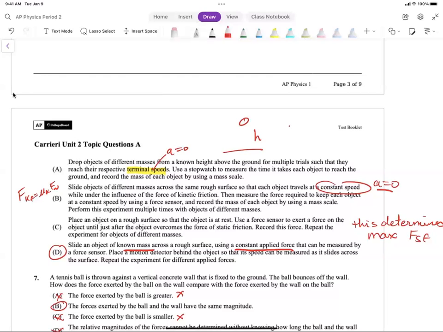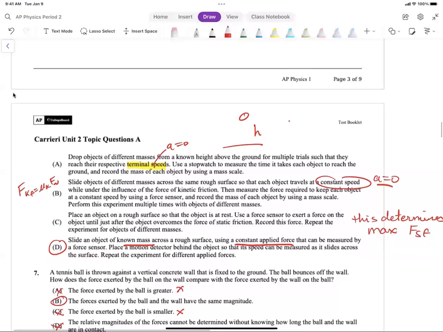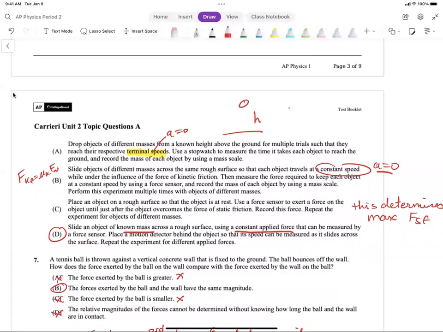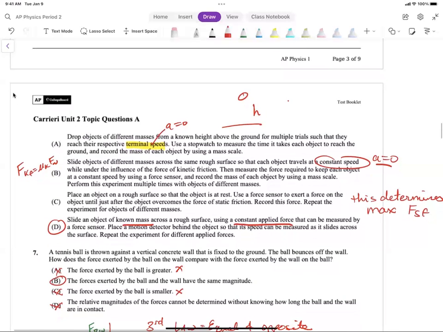While under the influence of a force of kinetic friction, then measure the force required to keep each object at a constant speed by using a force sensor, and record the mass of each object by using a mass scale. Perform this experiment multiple times with different objects. I'm not really determining how net force affects acceleration because I'm keeping my acceleration at zero.